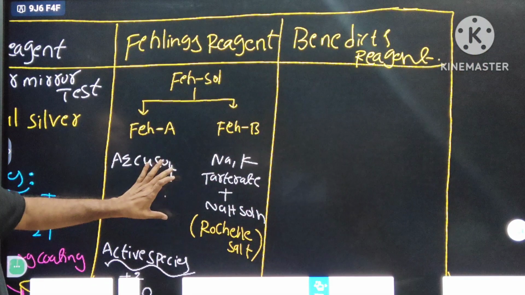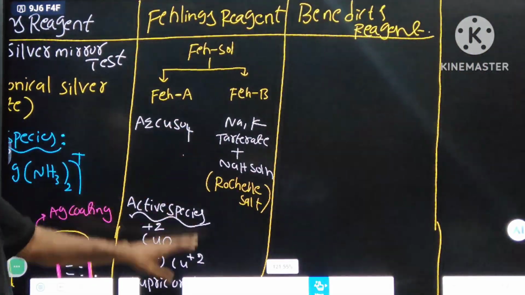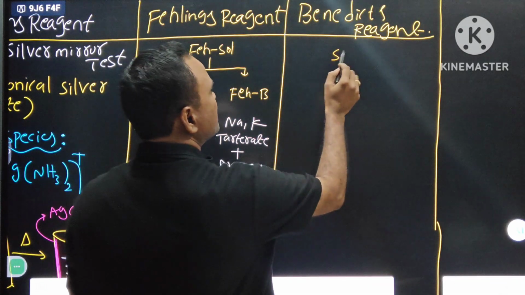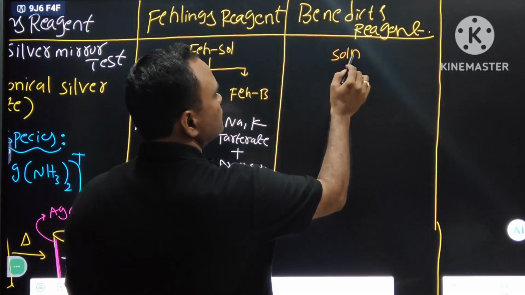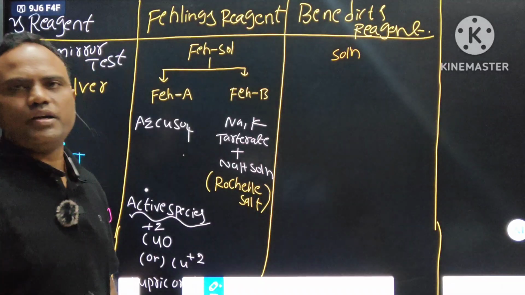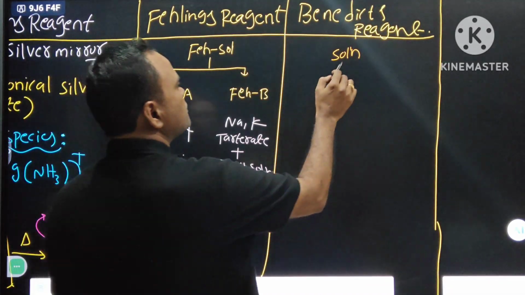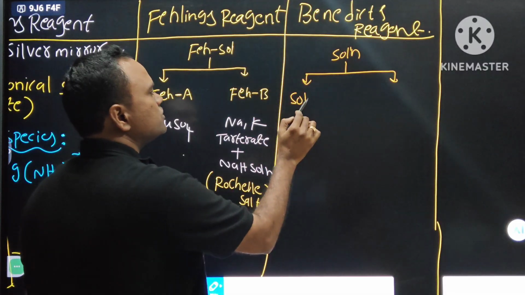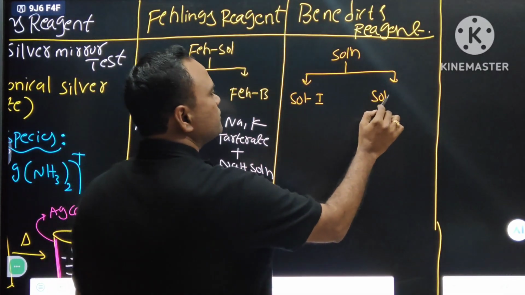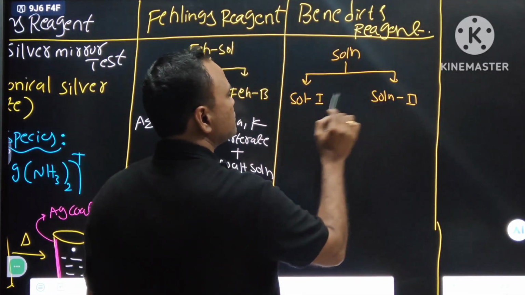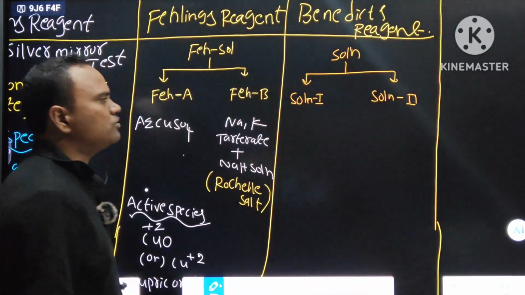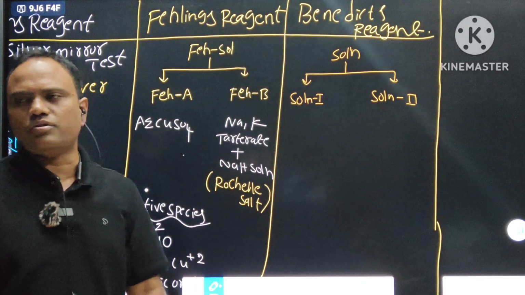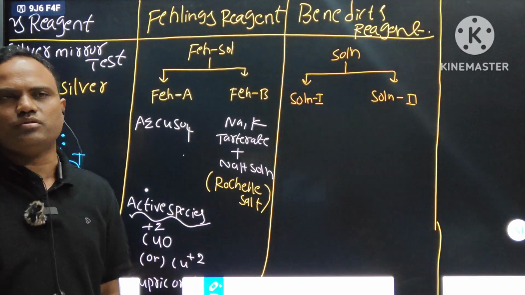Coming to Benedict's reagent. Let us consider Benedict's reagent as a solution. Benedict's solution, or Benedict's reagent, is formed by the combination of 2 solutions, solution 1 and solution 2. Similar to this, Fehling's A and Fehling's B. This is solution 1 and solution 2.